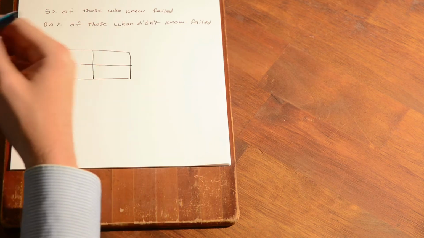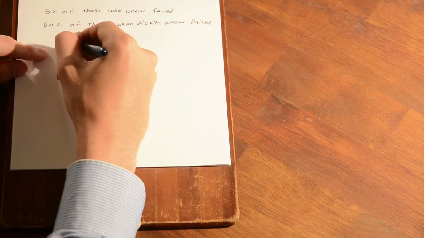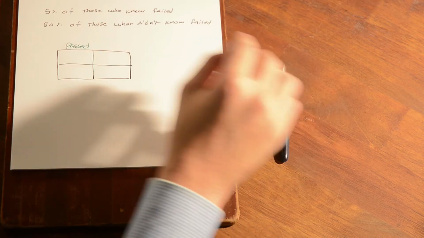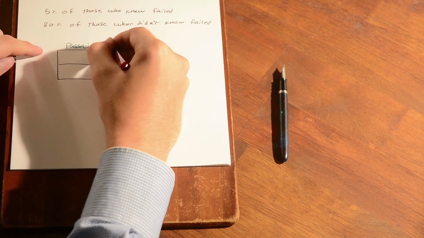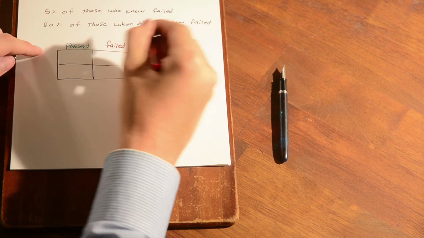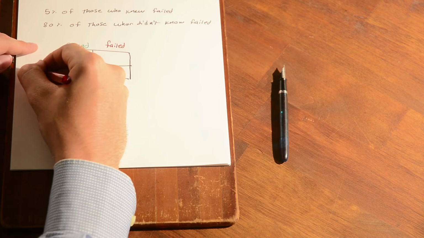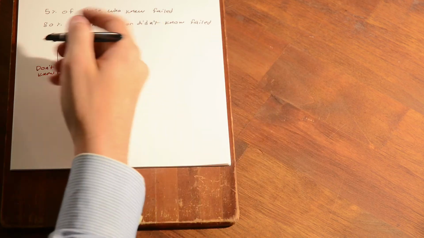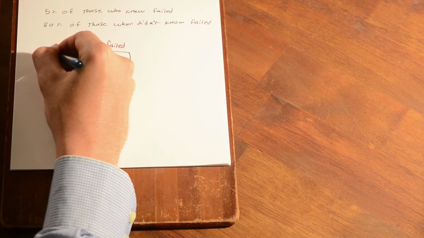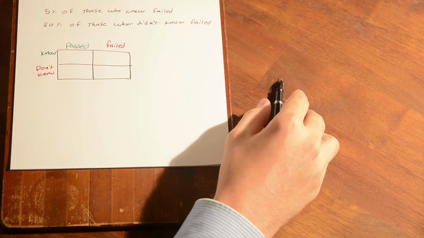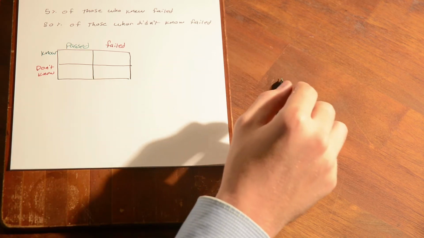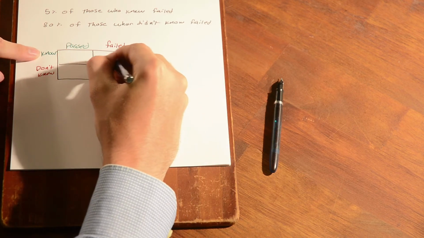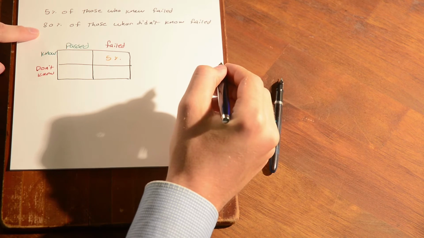So in this box, we're going to have two types of people. We're going to have those who passed and those who failed. We're also going to have those who didn't know and those who knew. So we know that 5% of those who knew failed. So they know and they failed, 5%. And we know that 80% of those who didn't know failed.